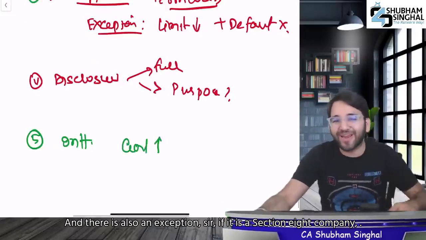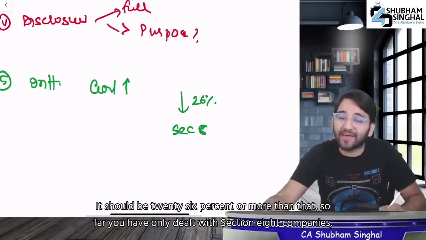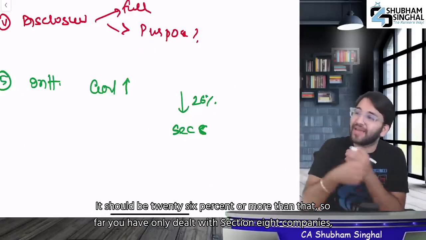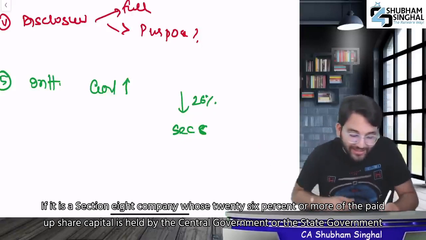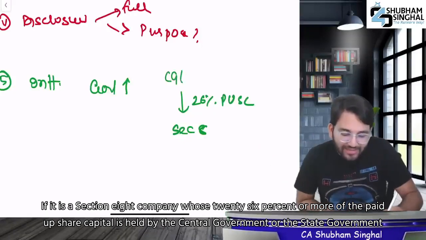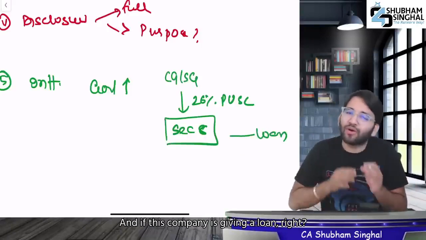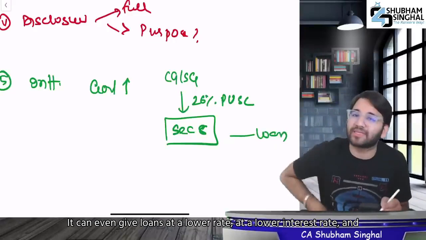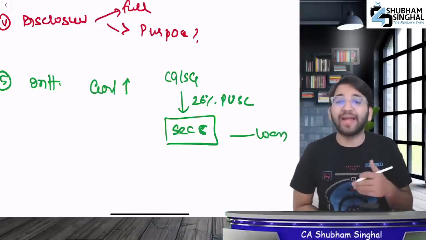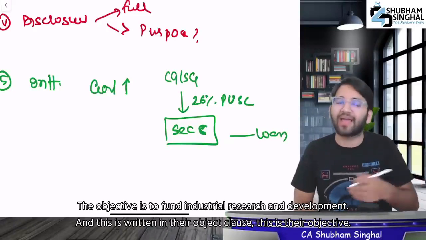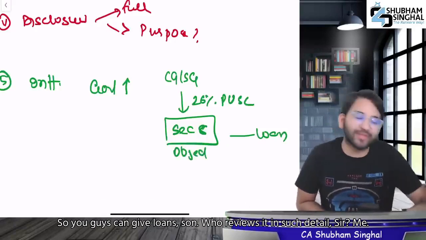And there is also an exception for this. If it is a Section 8 company, it should be 26% or more. So far you have only seen Section 8 companies. Does the government company create trouble for you? If a Section 8 company whose 26% or more of paid up share capital is held by the central or state government is giving a loan, it can even give the loan at a lower interest rate. And why is it giving the loan? To fund industrial research and development. The objective is to fund industrial research and development. It's written in its object clause. I hope this is clear. Hence you guys can give the loan.